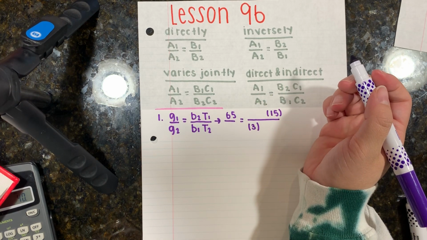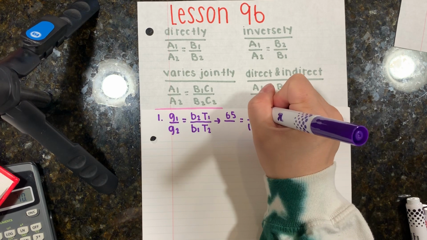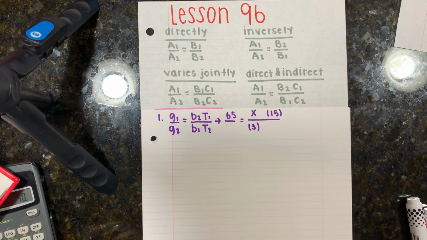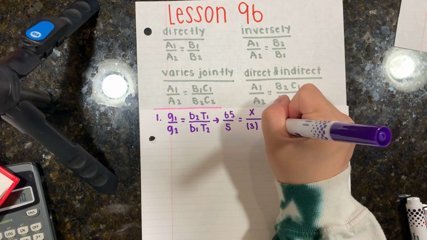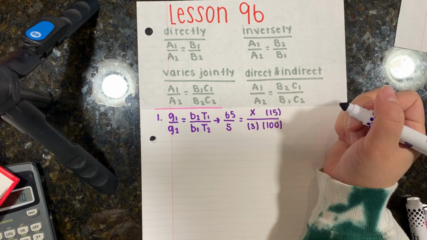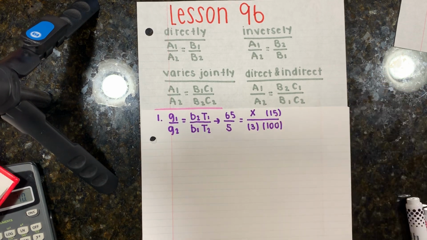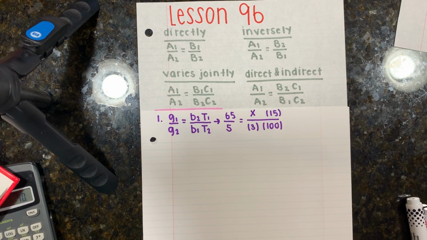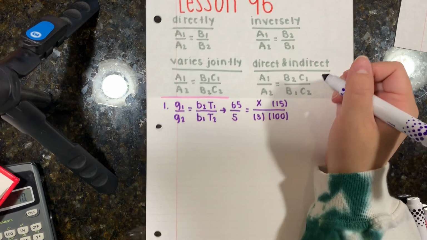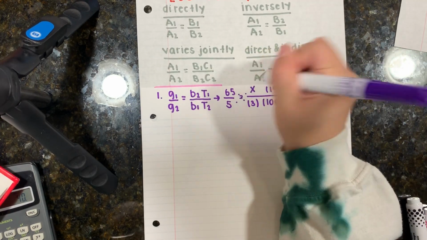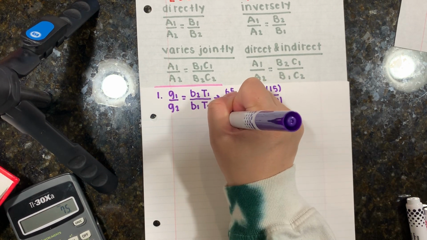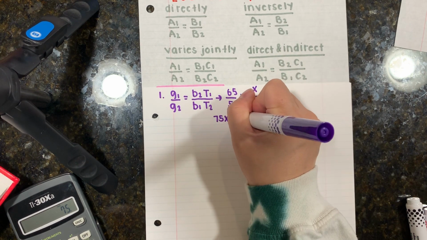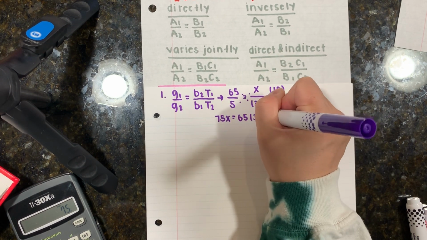Now it says how many boys were there. So B2 were there when there were 5 girls. So G2 would be 5, and then teachers would be 100. And it says to work the problem twice. I'm not going to ask you to write the problem twice. This would be sufficient. So now we're going to cross multiply. I have 5 times 15, which would be 75x, equals 65 times 3 times 100.